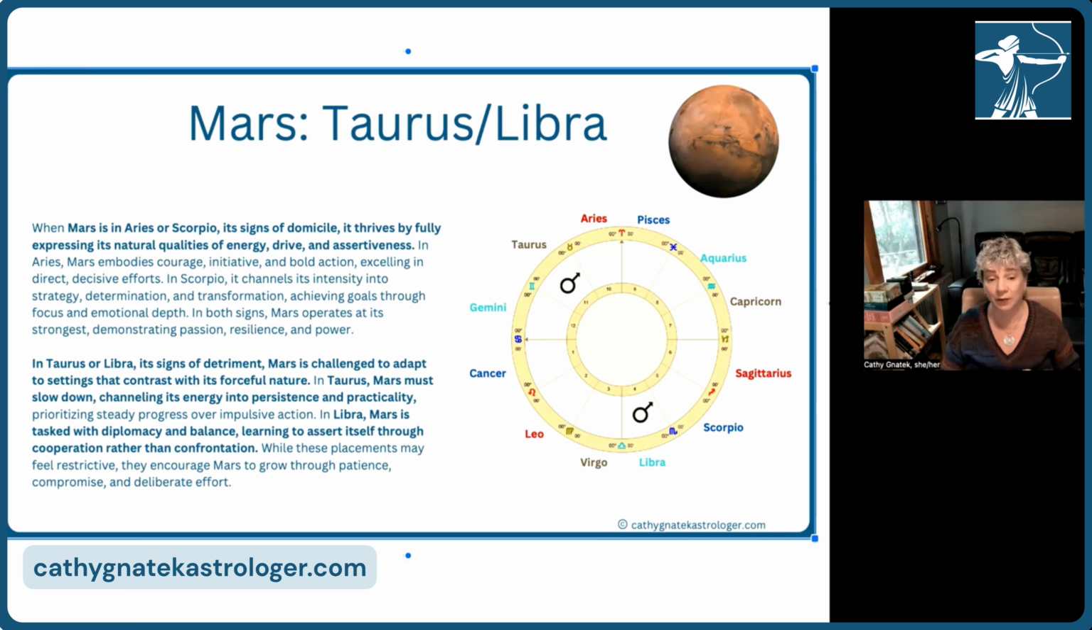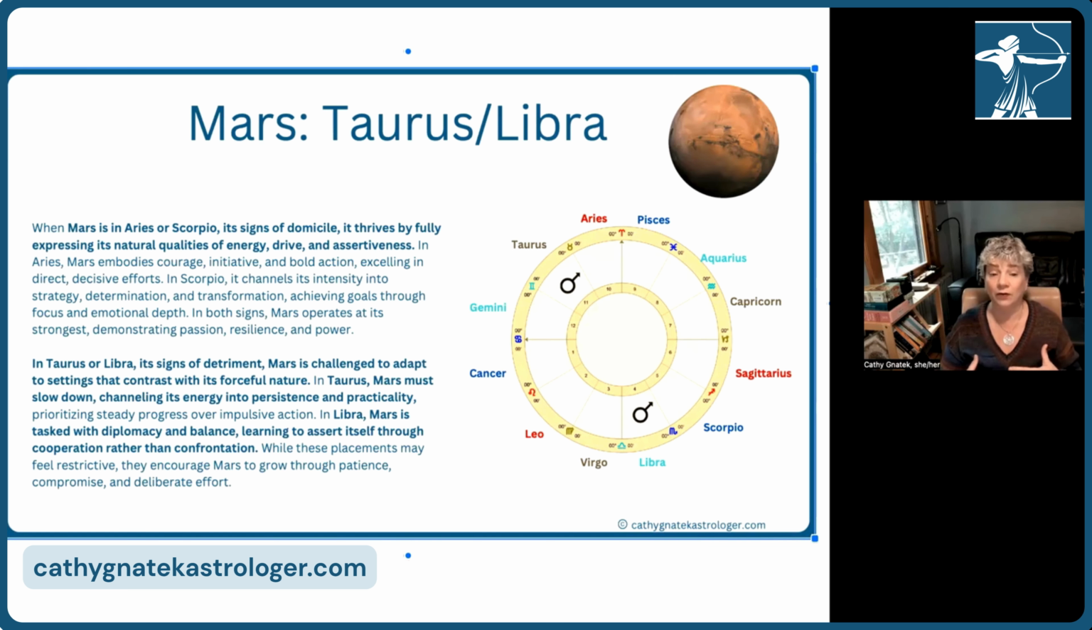In Taurus or Libra, in signs of its detriment, Mars is challenged to adapt to settings that contrast with its forceful nature. In Taurus, which is a fixed energy earth sign that loves luxury and comfort and financial stability, Mars has to slow down, channeling its energy into persistence and practicality. It's an earth sign. All earth signs have a pragmatic quality. And in Taurus, it has to prioritize steady progress over impulsive action.